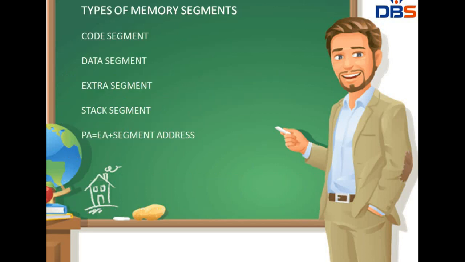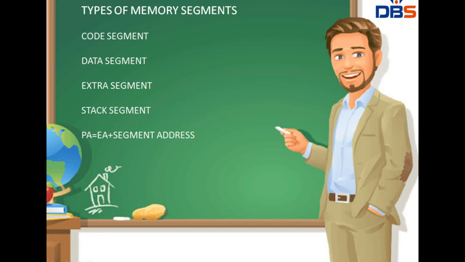As I have already told you about the types of memory segments, in our architecture we have the code segment, data segment, extra segment, and stack segment. The code segment is used to store the code. The data segment is used to store the data. The extra segment and stack segment are segment registers which are used to store temporary data.